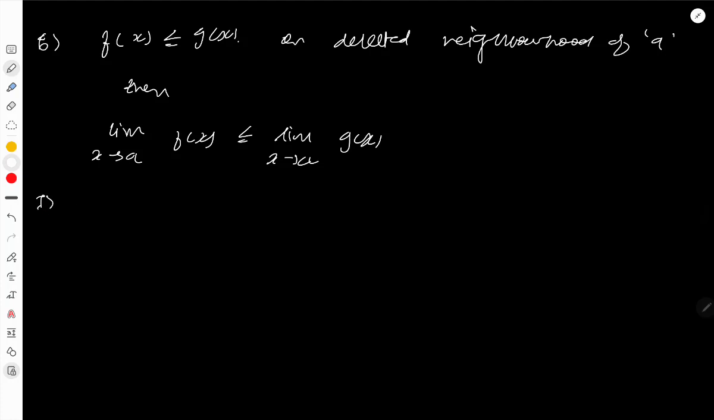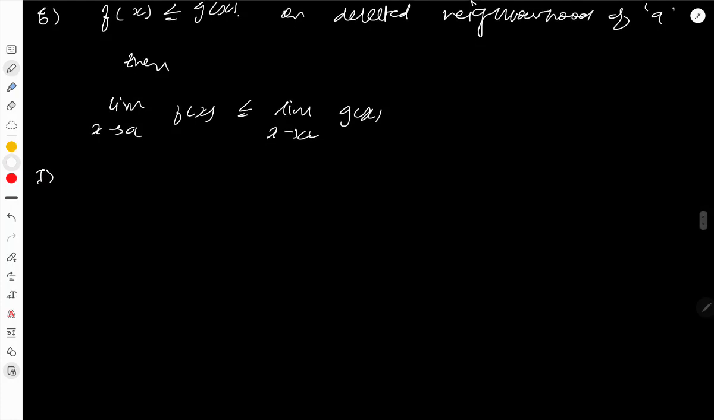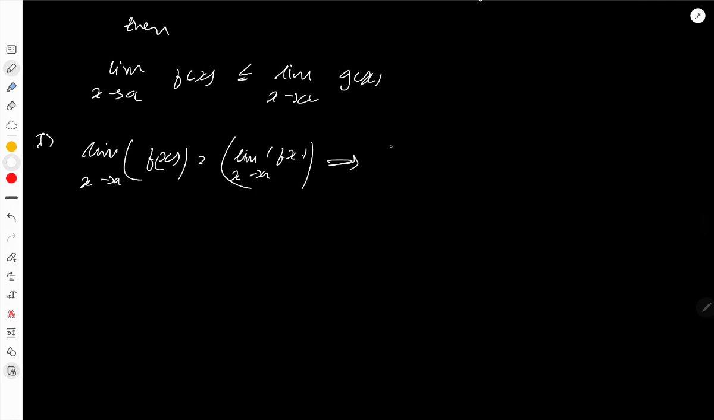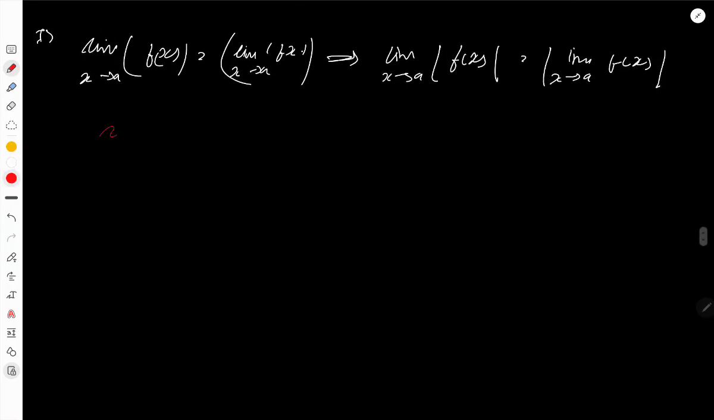Now an important property: limit x tends to a of mod of f of x is equal to mod of limit x tends to a f of x. But the converse is not true.